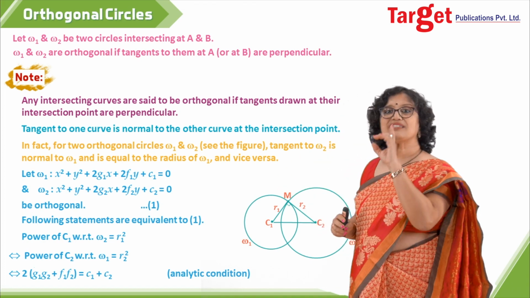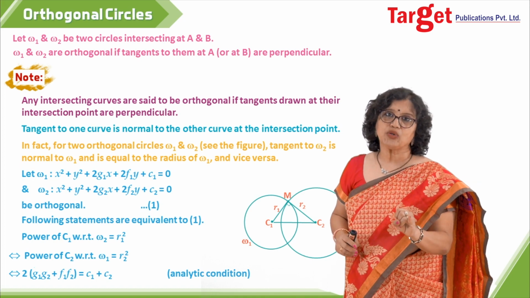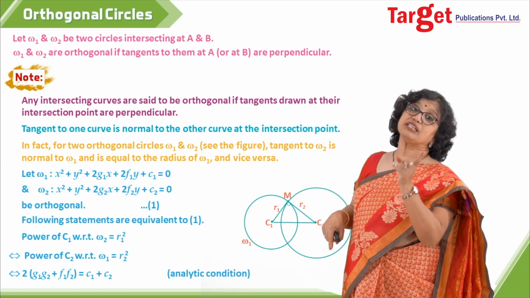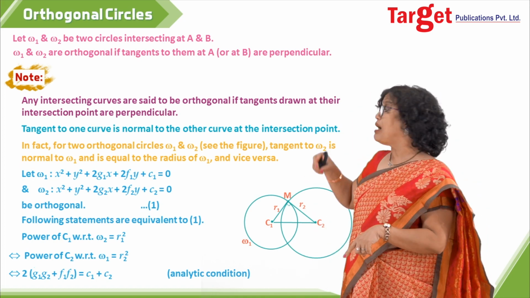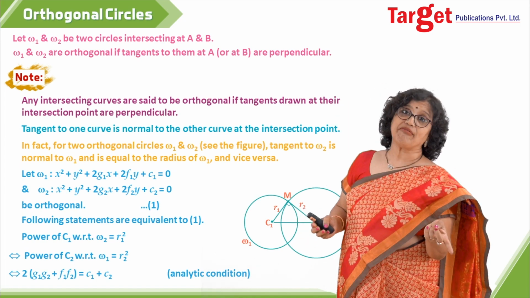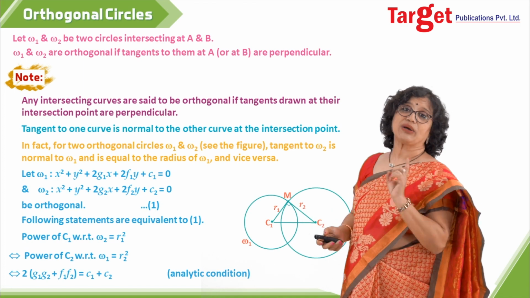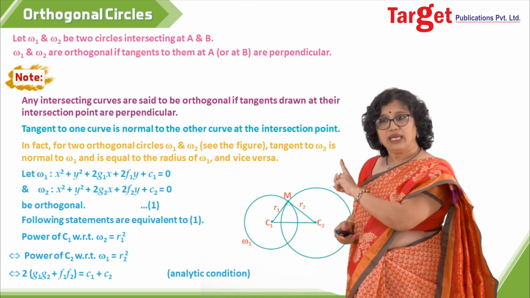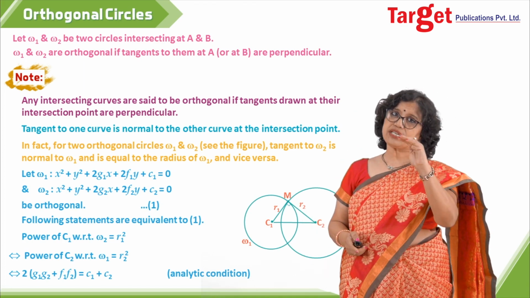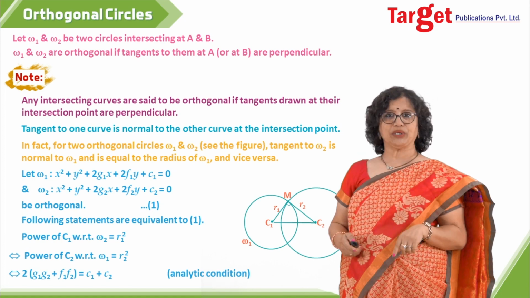All these four statements are equivalent. Two circles are orthogonal, or power of C1 with respect to omega 2, right? Power of C2 with respect to omega 1. One is R1 square, the other is R2 square, and the last one is twice of (g1 g2 plus f1 f2) equal to c1 plus c2. These four statements are equivalent. From one, you can reach the other.